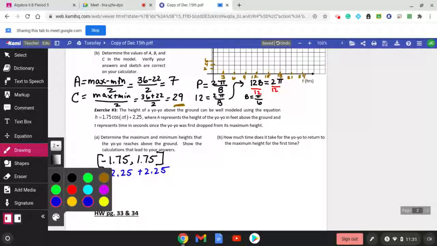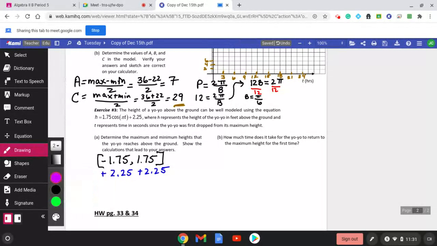Everyone grabs their calculator. What is the minimum height of this yo-yo here, Anna? Minimum. 0.5. And what are we talking about here? Feet? Yep. So 0.5 feet above, half a foot above the ground, and then a maximum height of 4 feet above the ground. You got it. Good job, Anna. Thank you. Nothing different, right, guys? Nothing different.